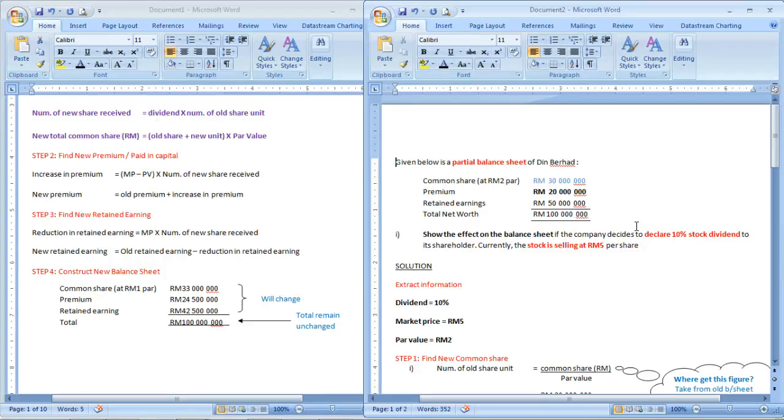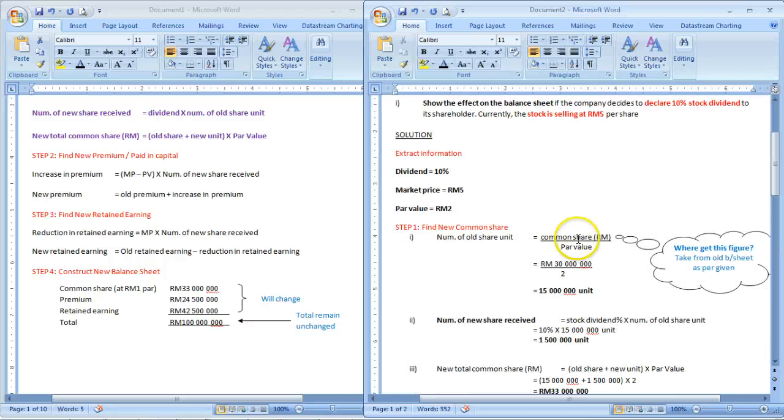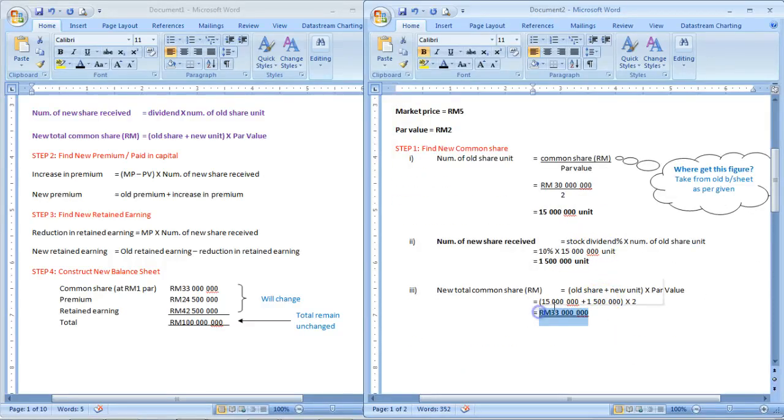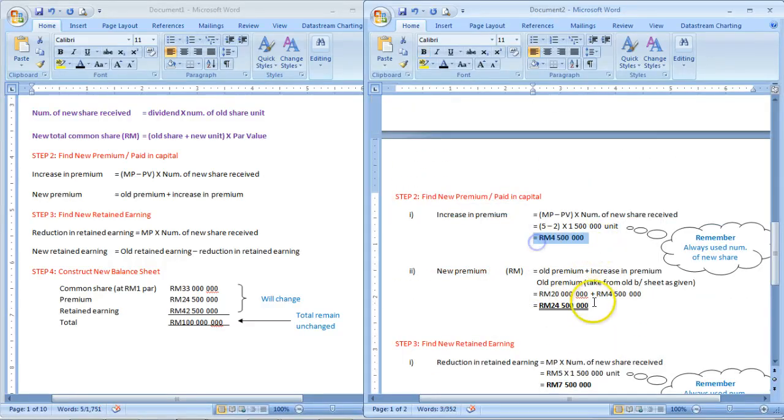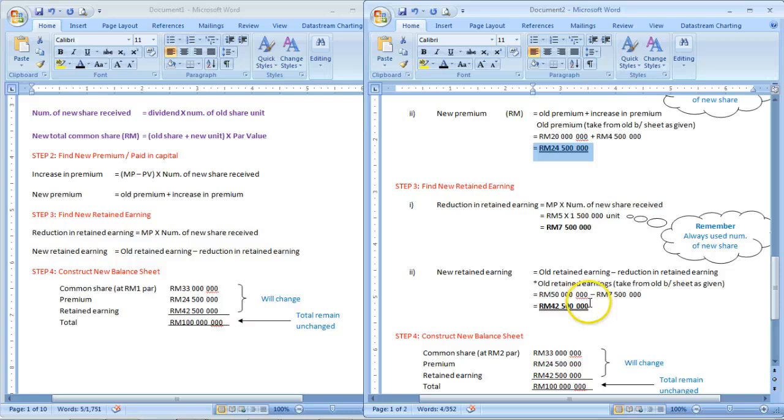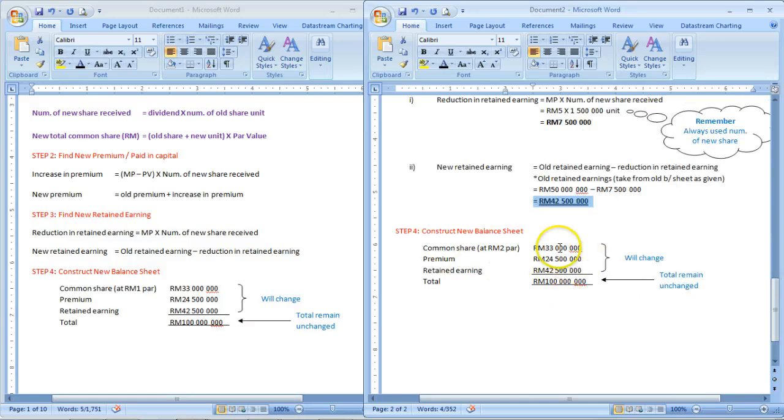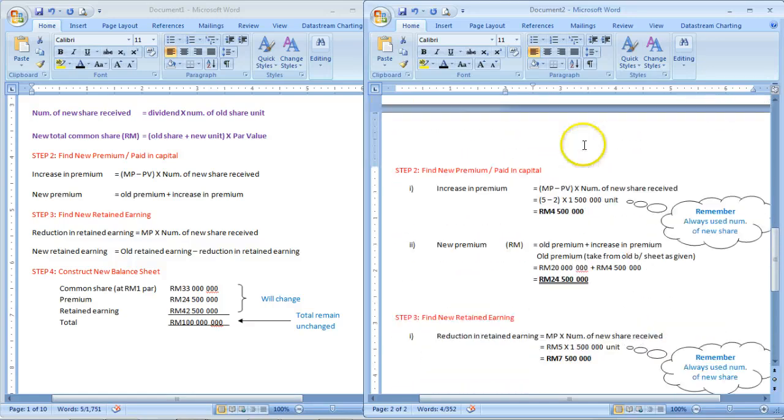So, conclusion from me: first you need to calculate the new common shares to get the total. Next, get the total premium and your total retained earnings. Then construct a new balance sheet using these new amounts.